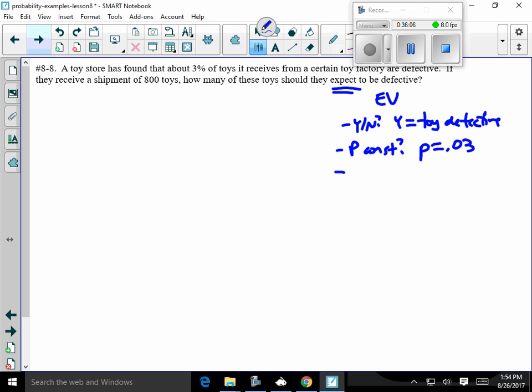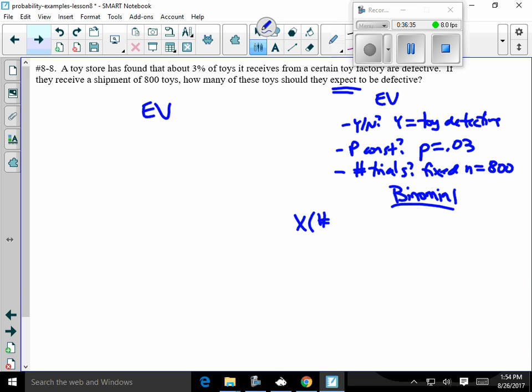So that's true. And then do we have a number of trials? The number of trials here is fixed because we're talking about specifically 800 trials. Okay, so that makes this a binomial situation. But we're still talking about needing to find the expected value. So I really just need the expected value of a binomial distribution. Well, you could think of it this way. I could say that X is the number of toys that are defective, and I could have 0 toys defective, 1, 2, all the way up to 800 toys defective, right?